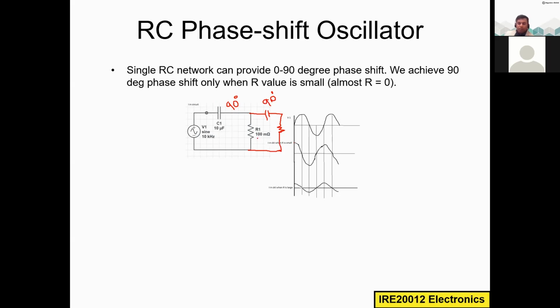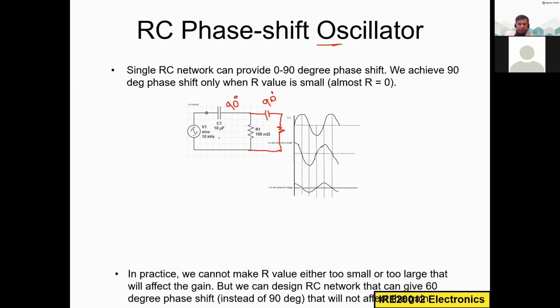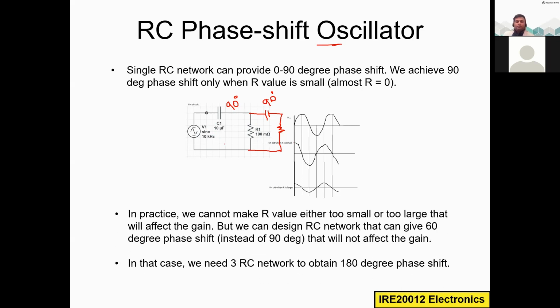So here we have the R, but if you make this R value 0, then the gain of this R and C combination will be 0. Then this is not really useful in the oscillator. So we cannot really achieve the maximum phase shift of this RC network. So what is the solution for that? This is what I mentioned here. In practice, we cannot make the R value either too small or too large, as that will affect the gain of this network.